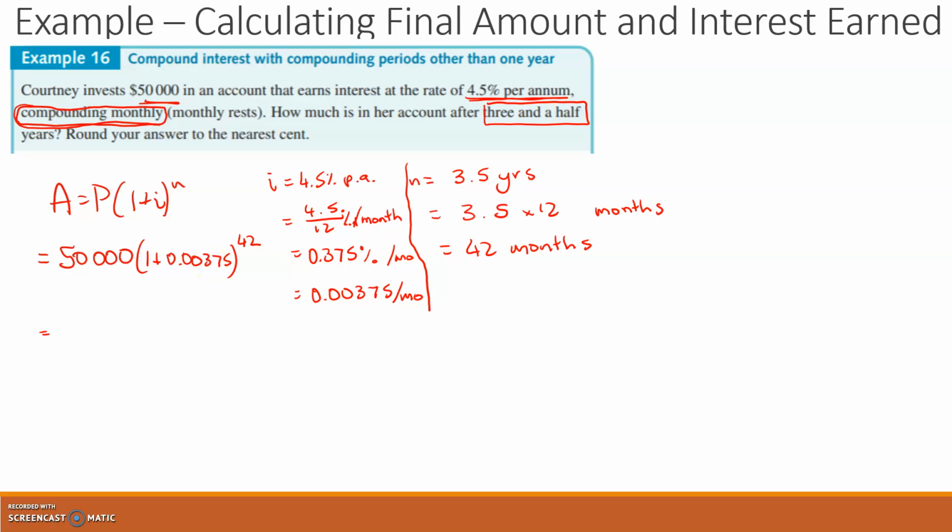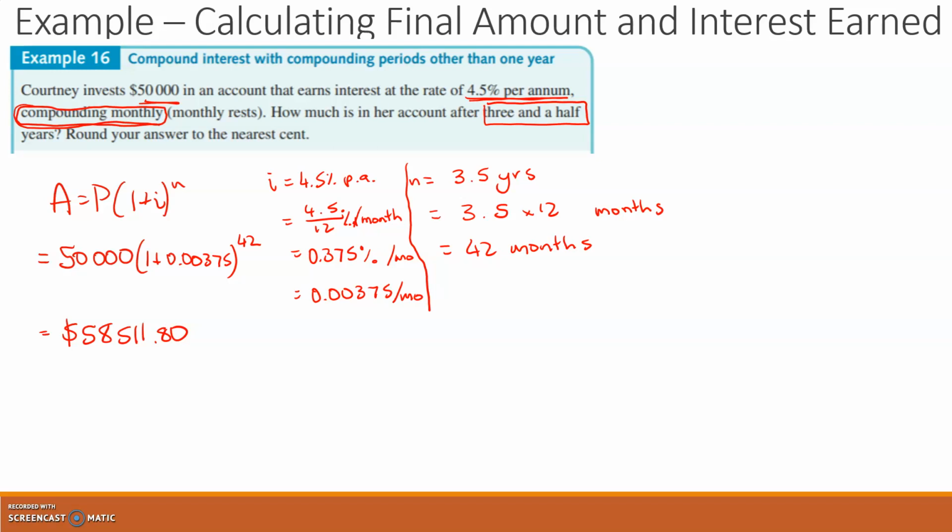So now let's take a look at our answer. It's 50,000 outside of 1 plus 0.00375, all to the power of 42. And the answer is $58,511.80. So I hope that's been enough to show you how to work through these exercise questions.